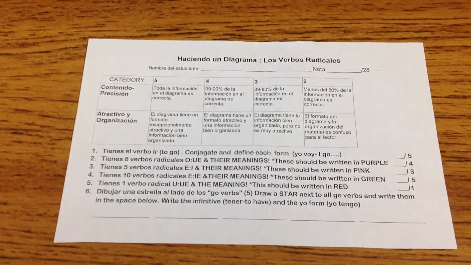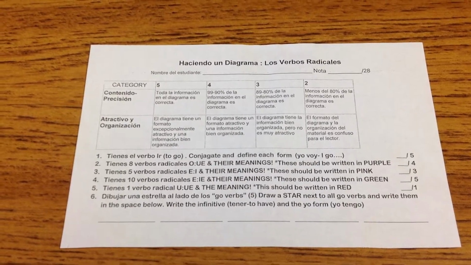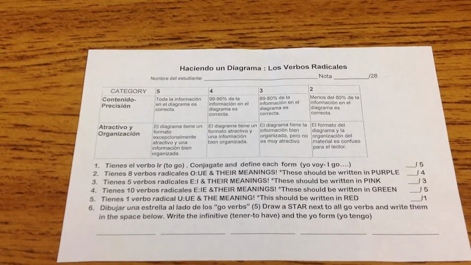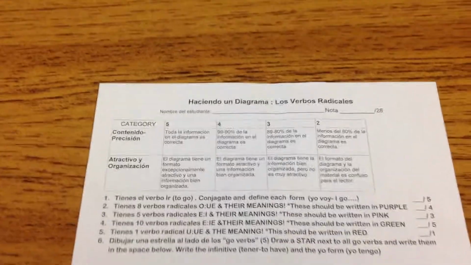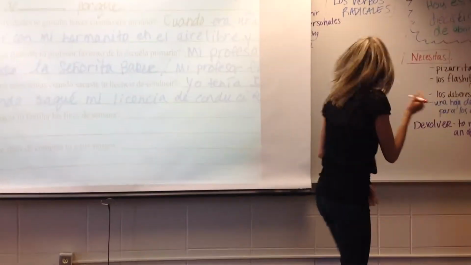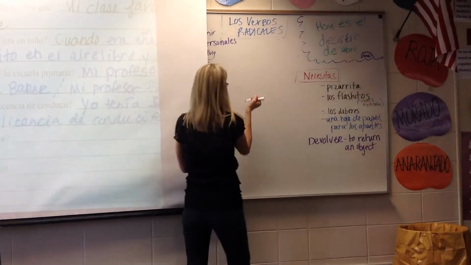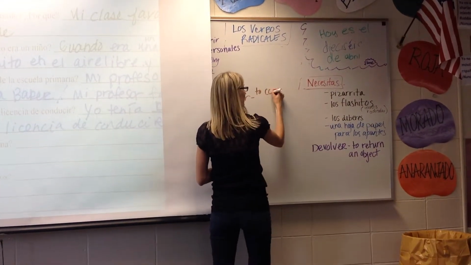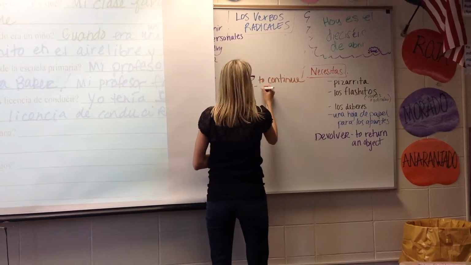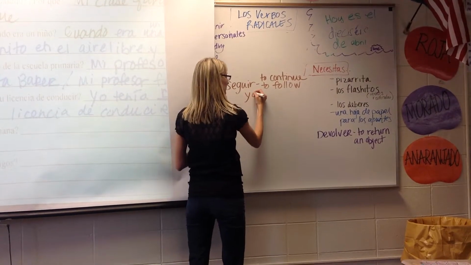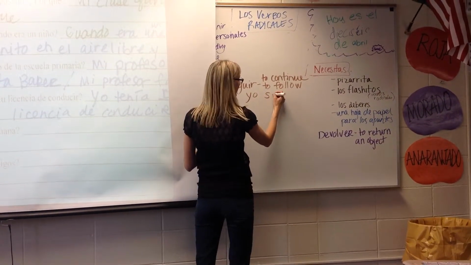You got it. You guys all filled in the first blank, didn't you? Tener, to have, I have, yo tengo. And we did venir together. Do you want to do seguir? Sure. Yes. Seguir is another one. What does seguir mean? This is a new one. To continue or to follow. You can use your flashitos. To continue or to follow. And what would the yo form be? Except it's going to be an E to I, so it's going to be yo sigo.